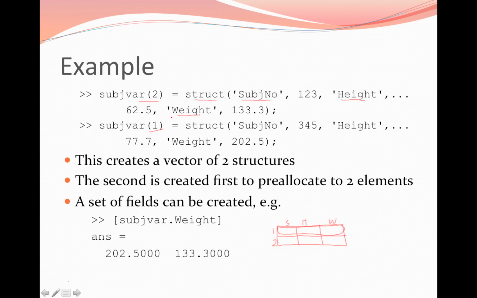Now, in MATLAB, you can take all of the fields, for example, all of the weights, and group them together by just saying subvar.weight inside of square brackets. That's a nice way of grouping together all of a particular field.